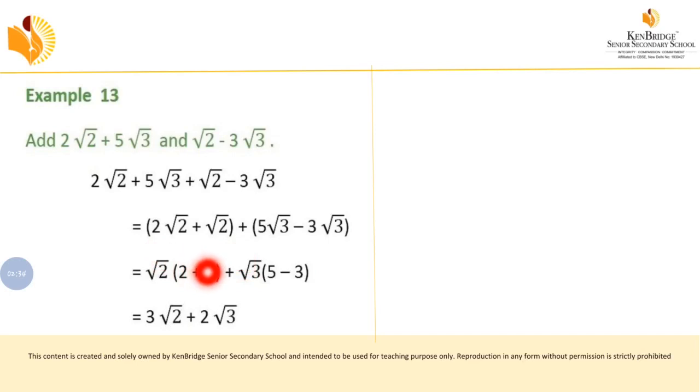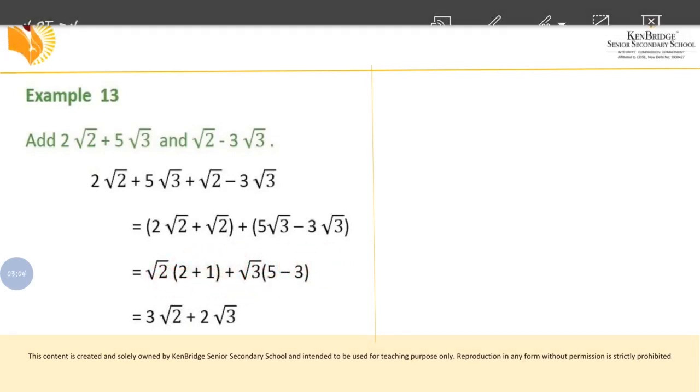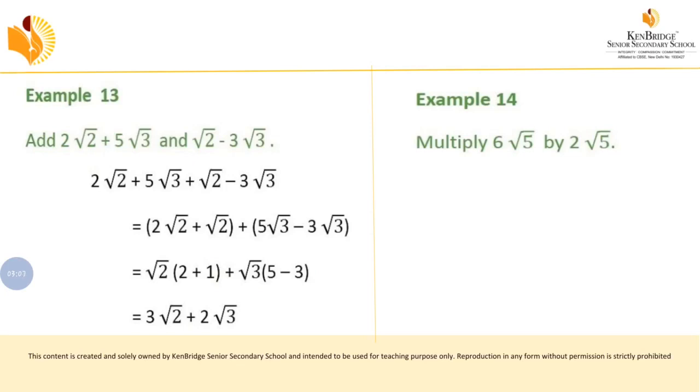So root 2 into 2 plus 1. If we have taken root 2 there, here it will be 1, instead of root 2. So it will become 2 plus 1. In the same way, here if you take root 3 as common, 5 alone will be there and here minus 3 will be there. That is written here inside the bracket. Now 2 plus 1 will be 3. So 3 root 2 plus 5 minus 3, what is the answer? 2. So 3 root 2 plus 2 root 3. Okay, so that's it. Let's see the next question.